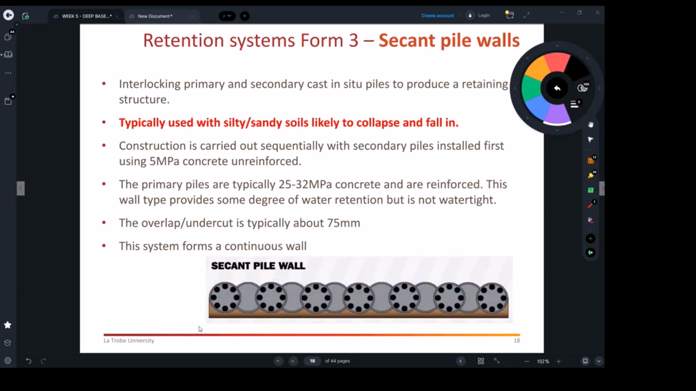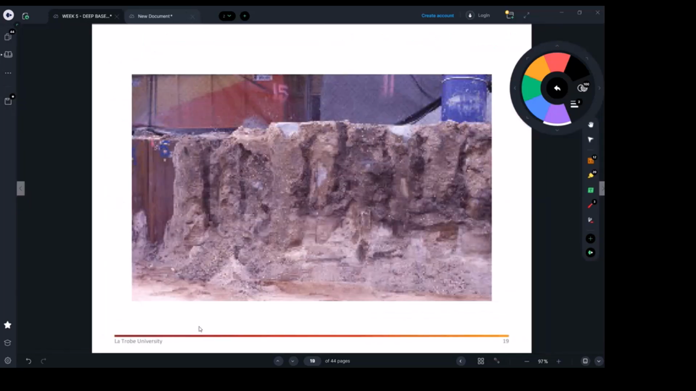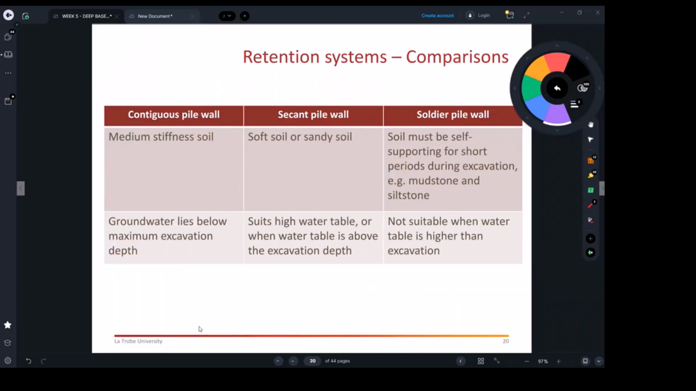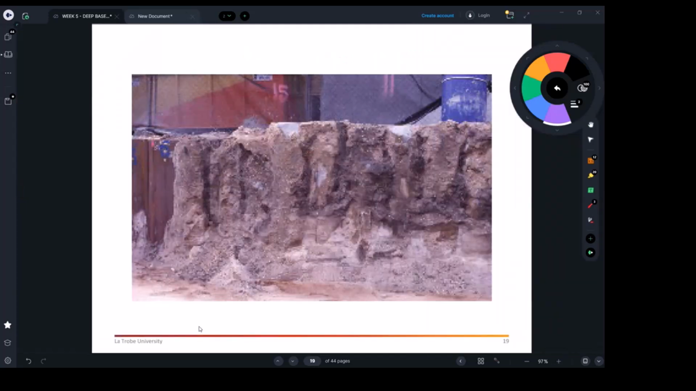The answer is because we need a retaining system, which was the case for the other types as well, whether contiguous or soldier piles. So this was a picture of a kind of secant pile system. I know it's a lot of soil, but you can see the piles are just integrated together. You will see these types of projects only in a sandy area with high water tables. You won't see them much in many different projects.